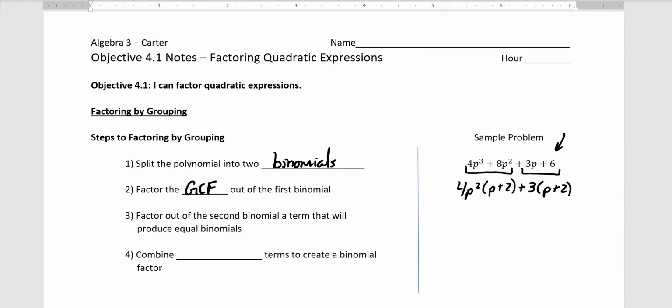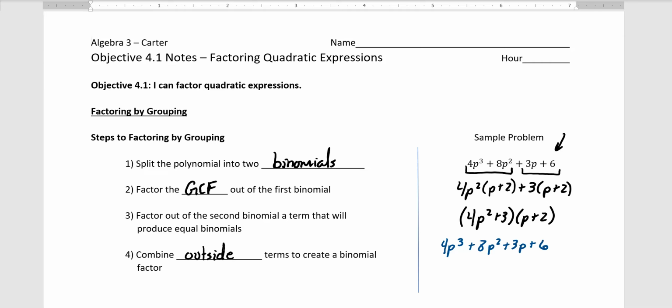Lastly, we're going to combine the outside terms, the terms that we factored out, together into a binomial. So we'll have 4p squared plus 3 times p plus 2. And that is the factoring by grouping process. Notice, if we were to multiply this back out, I'd get 4p squared times p, that's 4p to the third. I get 4p squared times 2, that's 8p squared. 3 times p is 3p, 3 times 2 is 6. So I would get that original statement.